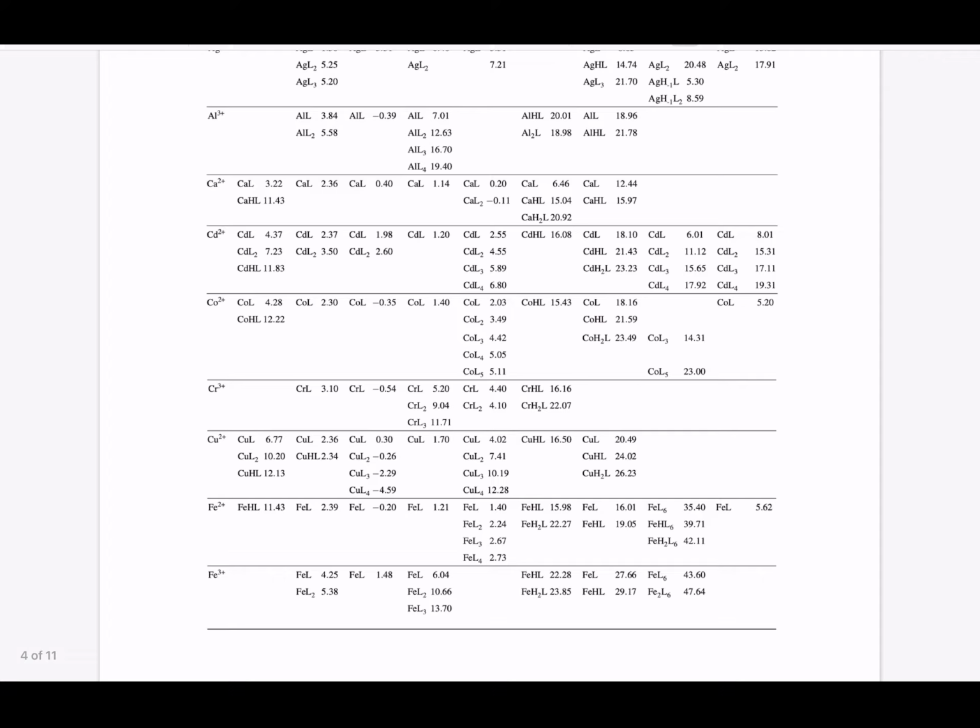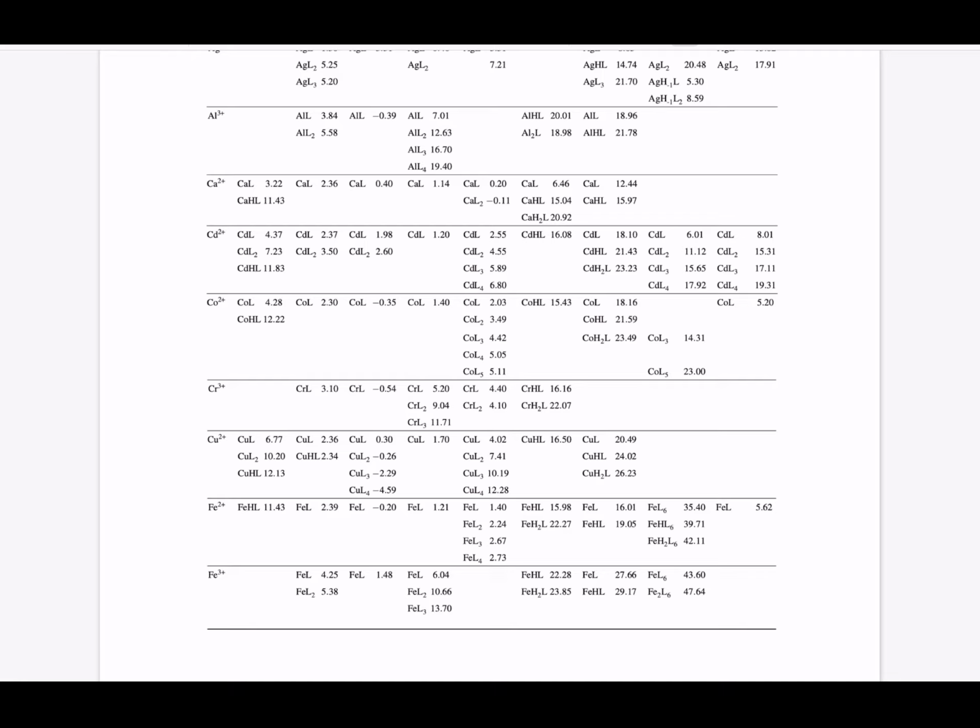Sometimes one way is to look at the table, but just make sure that the question you're asked is not simplified. Sometimes they ask you, for this cobalt with ammonia, just consider up to 2 ammonia. So just these 2. Sometimes we simplify it for the sake of calculation.